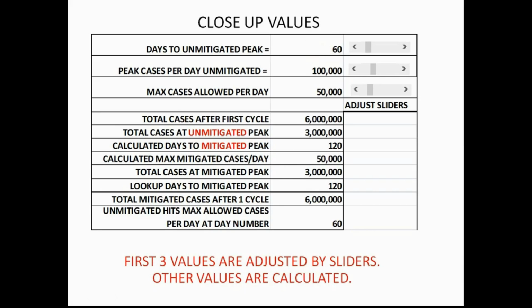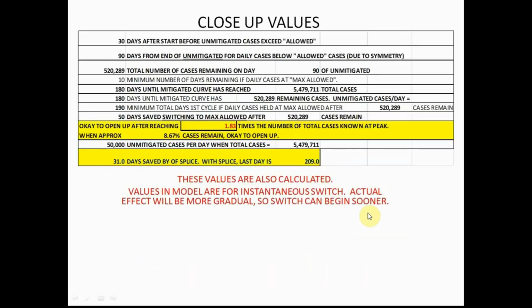60 days to the peak unmitigated, 100,000 per day max, 50,000 allowed max. So this gives you 6 million total cases, and half of that at the peak, so 3 million. And then of course the mitigated peak has to be calculated because we only can have this maximum. That turns out to 120 days. And these are just double check values. Everything matches up. We page down.